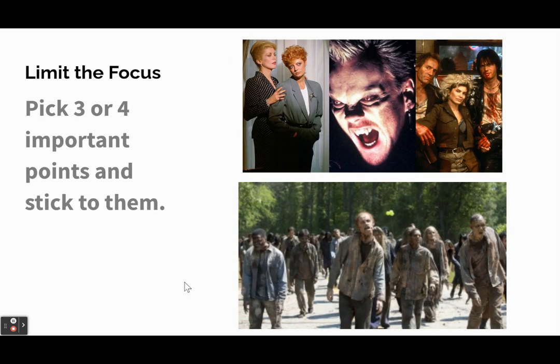The important part here is work to limit the focus. On the screen, there's photos of vampires and zombies. It's Halloween season, or soon will be Halloween season, so vampires and zombies seem like a perfect thing to write about. Pick 3 or 4 important points and stick to them.